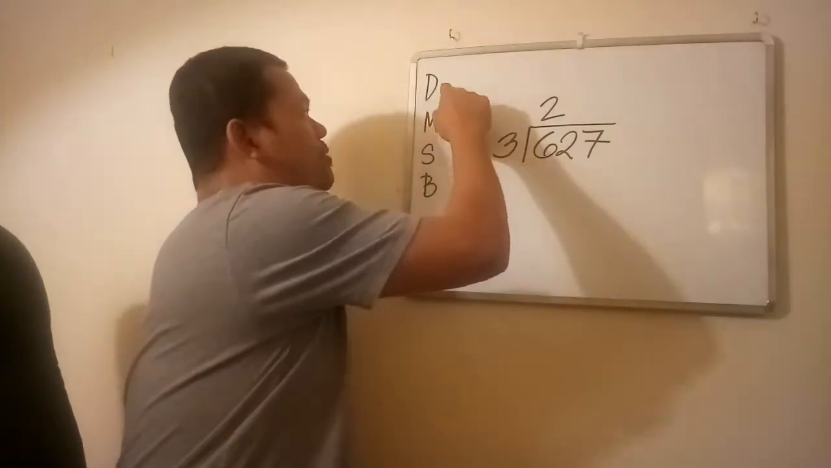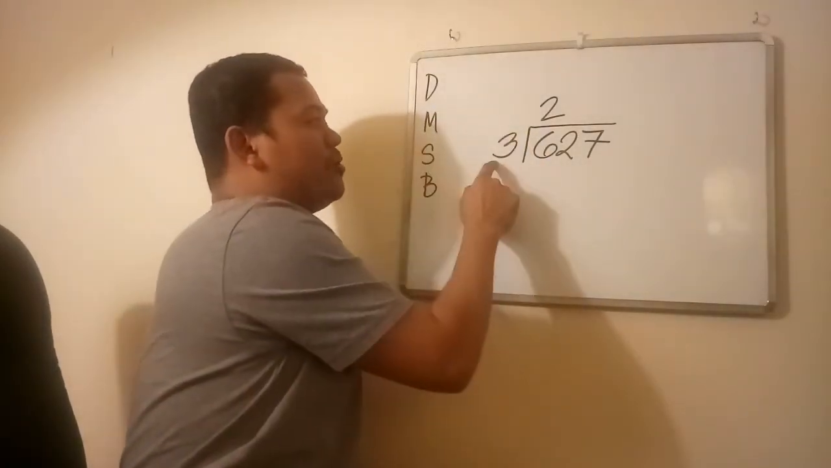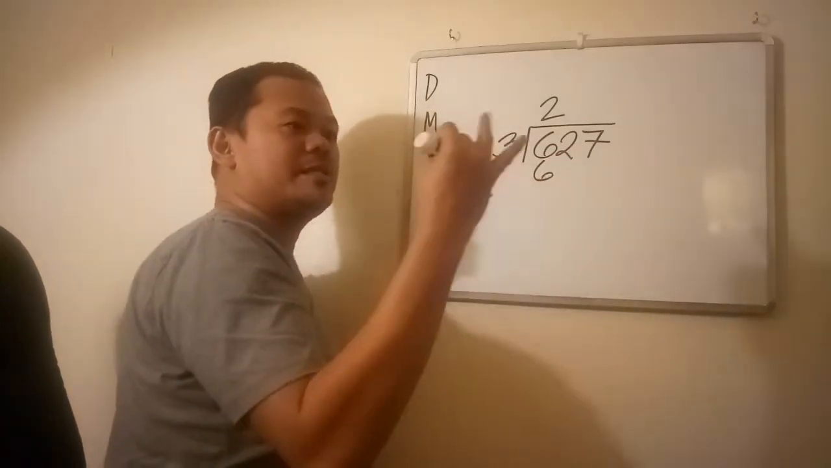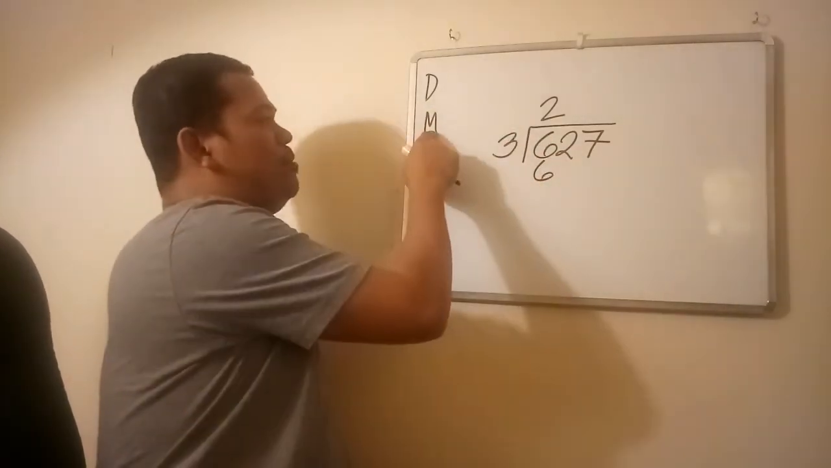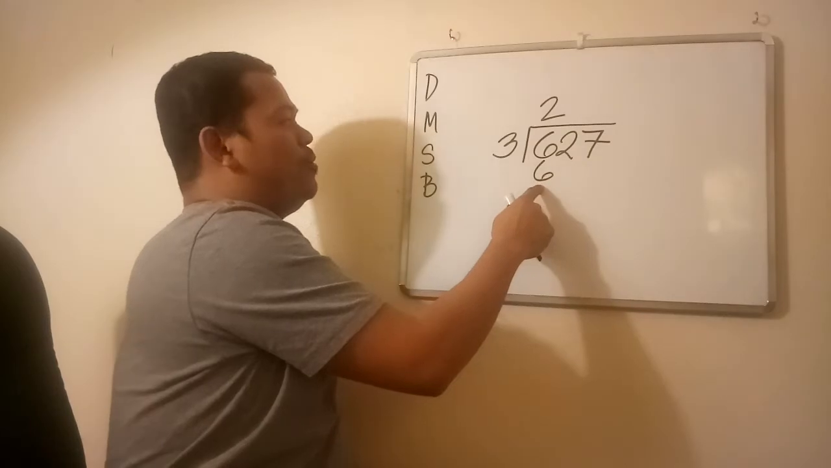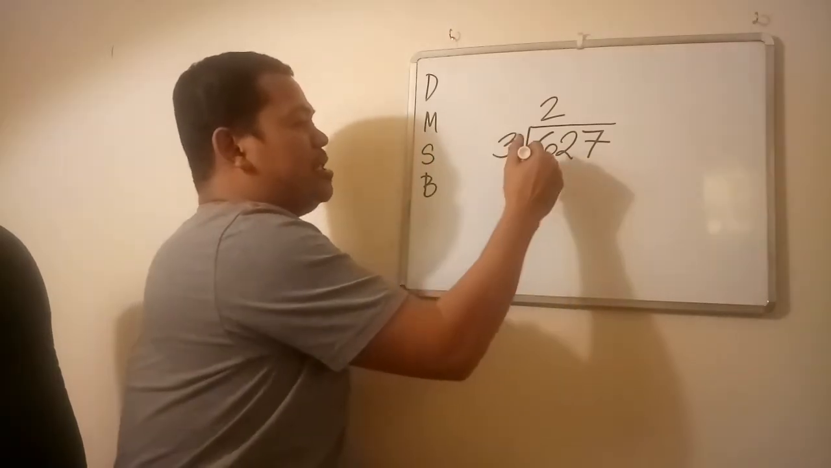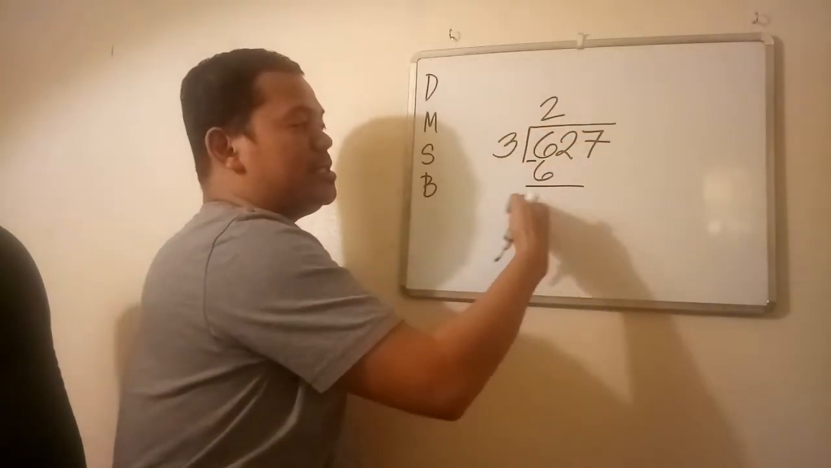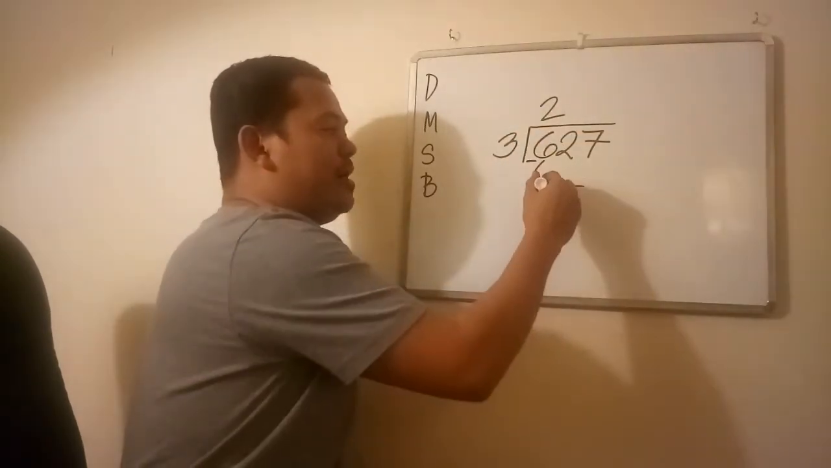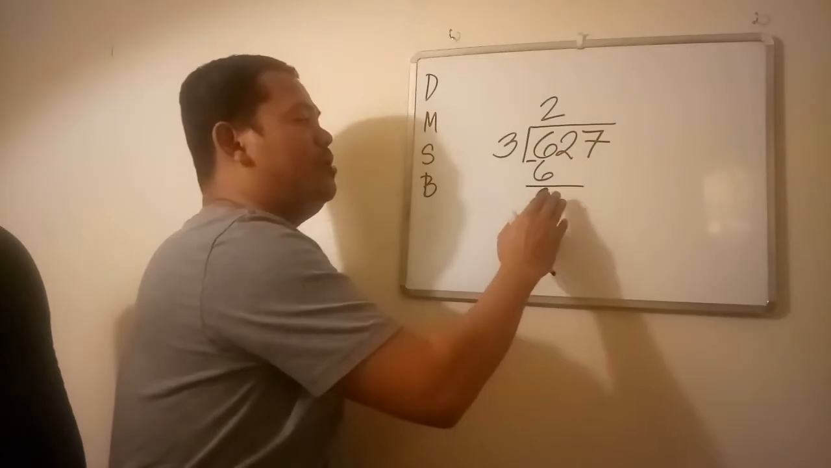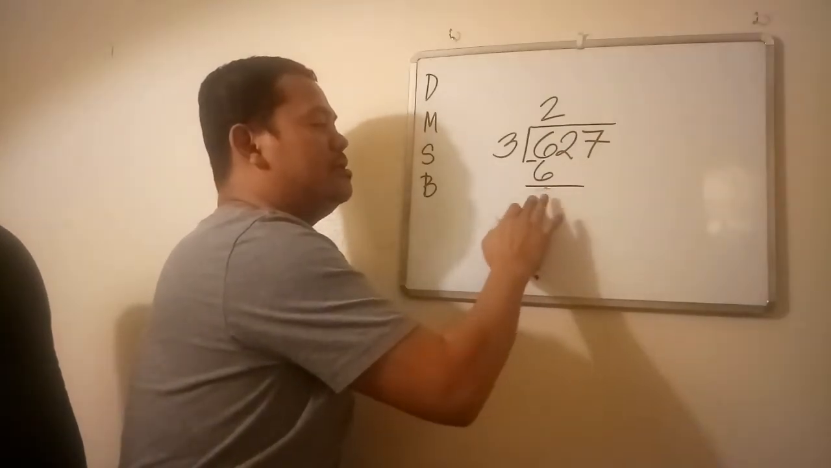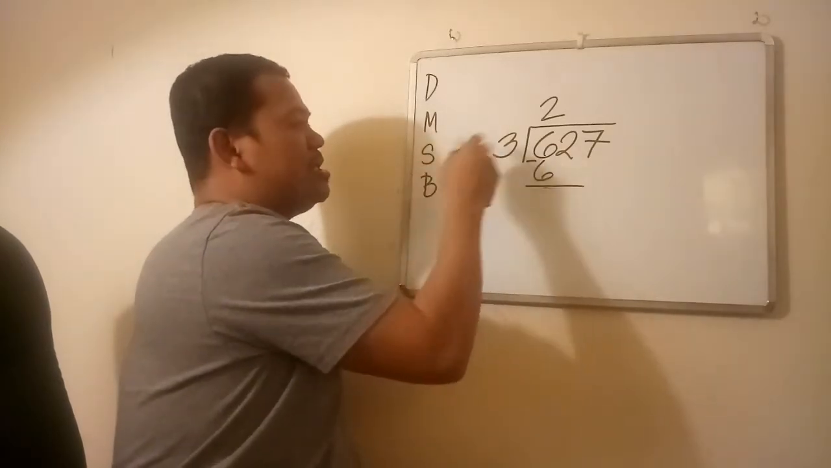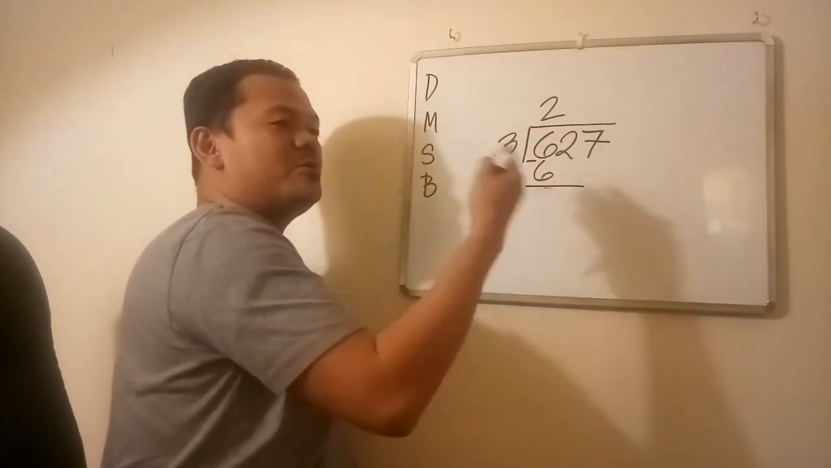Now, after we divide, we are going to multiply, right? So 3 times 2 is equal to 6. Write the 6 here. After we multiply, we are going to subtract. 6 minus 6 is 0. If you want, you can write the 0 there, but there's no need to write it. It's up to you.